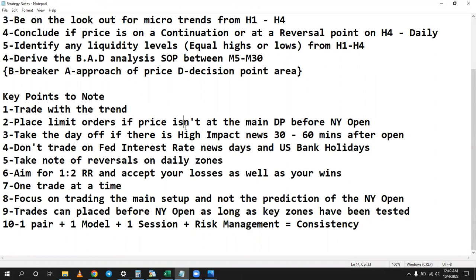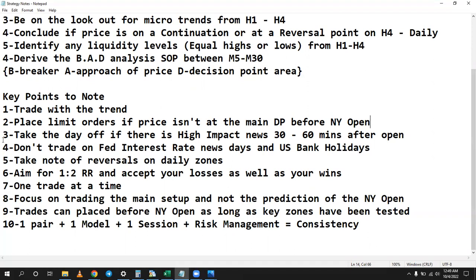So now sometimes before the open, you can have a very clear BAD analysis setup, right? But then price hasn't tested your key decision point. So you're free to put limit orders, because most times when the session opens, price tends to spike towards those decision points before reversing in the trend.